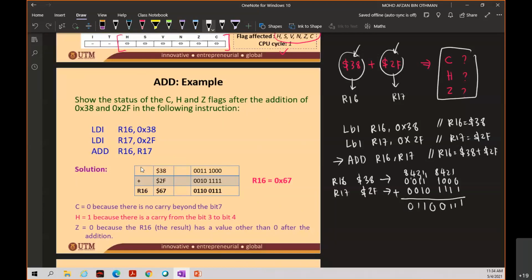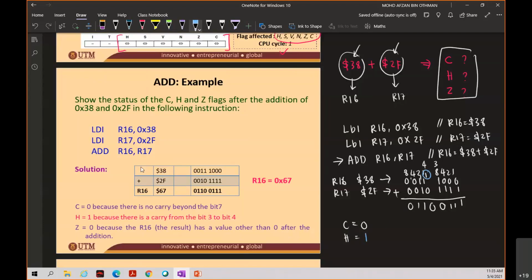Then you identify what your C flag is. The C flag is the carry from bit 7 to bit 8. Is there any carry here? No carry, so you put 0. What about the H flag? For the H flag you need to refer to bit 3, any carry from bit 3 to bit 4. In this example you have a carry after the addition of these numbers, so the H flag now becomes 1.